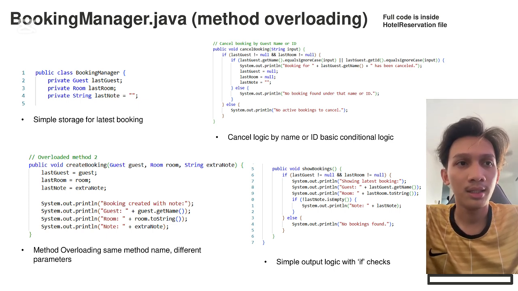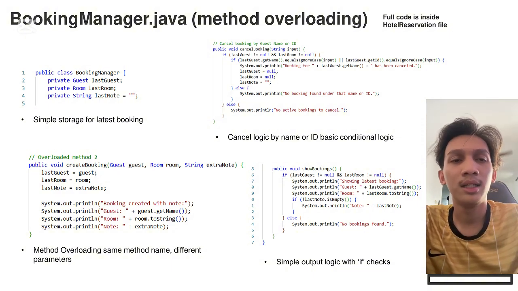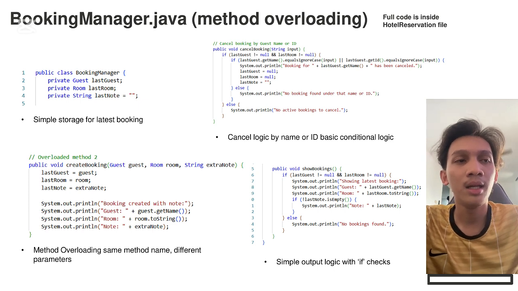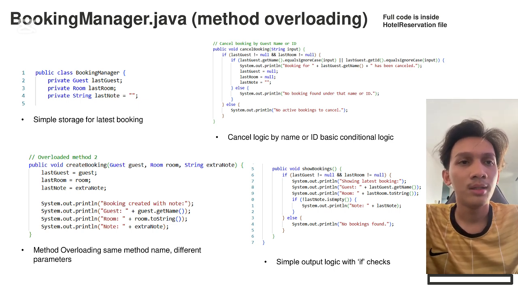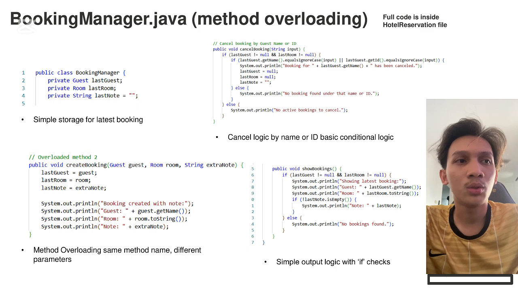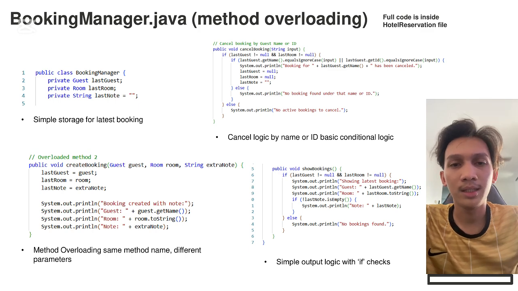Guest equals new guest(ID, guest name, guest email, guest phone). And it will receive the data input from users such as the guest ID, guest name, and guest email. And then manager.createBooking(guest, room). The object, which is manager, is used to call the create booking method.